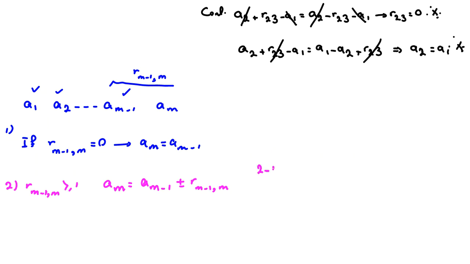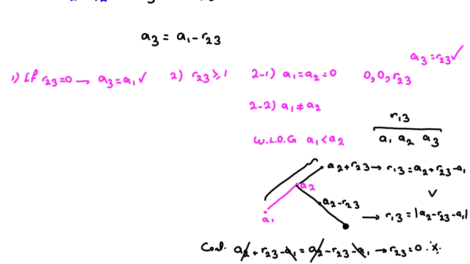Okay, so I divide into two cases. If all previous elements are equal, then they should be 0 because A1 is 0. So here you place 0, 0, 0, 0, and then for the last one you place R(M-1),M for AM. It's not important to place plus or minus because you can negate all elements, exactly like the small example here that we set.